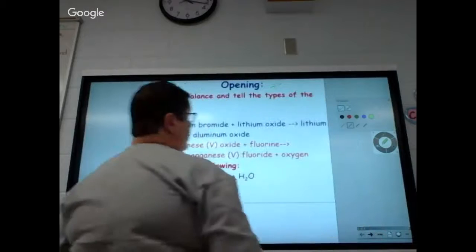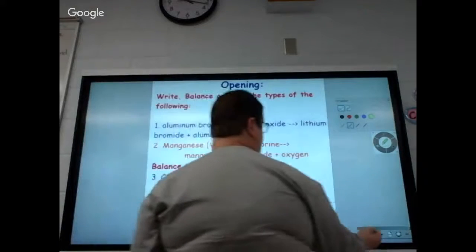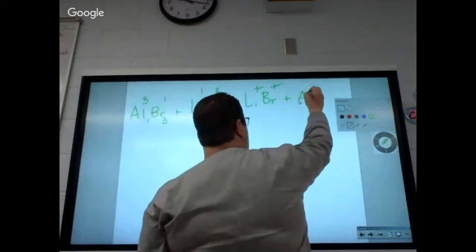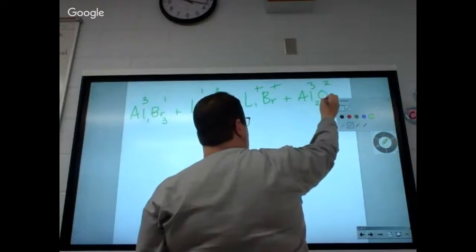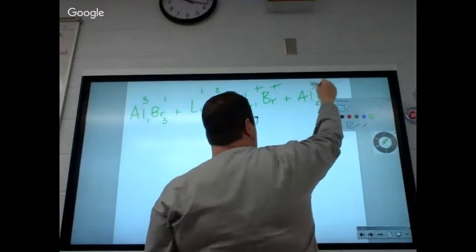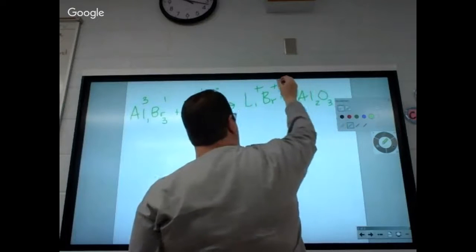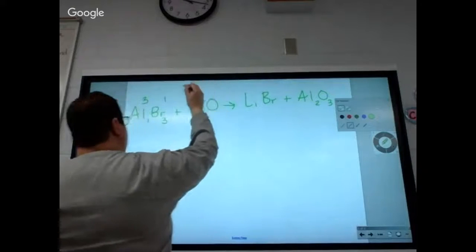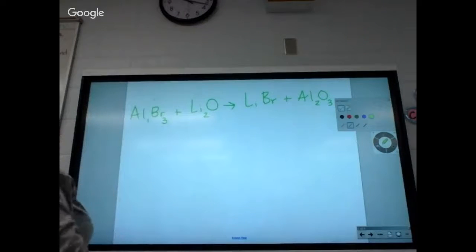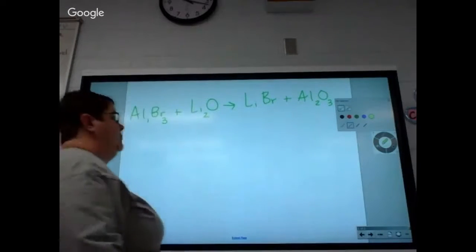Plus, you have aluminum oxide. Aluminum has a 3. Oxide has a 2. 2 comes down. 3 comes down. All right, I'm done with those numbers. I'm making them go away because I don't want them at the top. And Miss Wall's too lazy to rewrite it. All right, is it balanced?